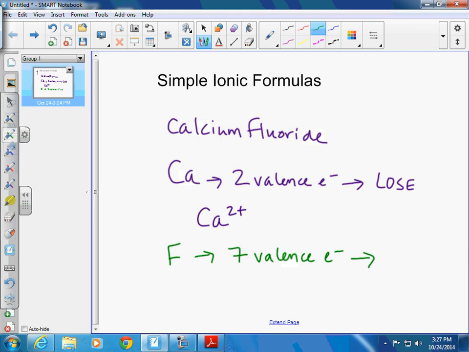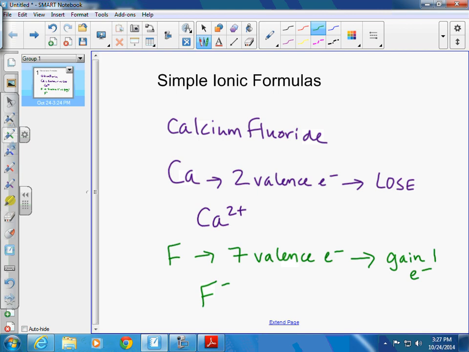So nonmetals, like fluorine, tend to take more valence electrons until they can fulfill the octet rule. So fluorine is going to gain 1 electron, which will give it a -1 charge. And as mentioned before, in chemistry, we just write negative, we don't write -1.